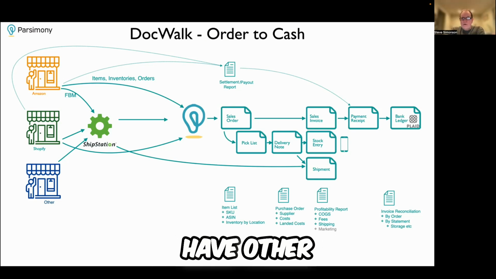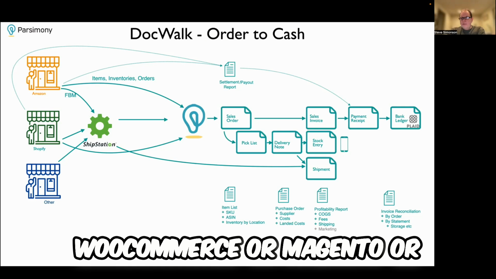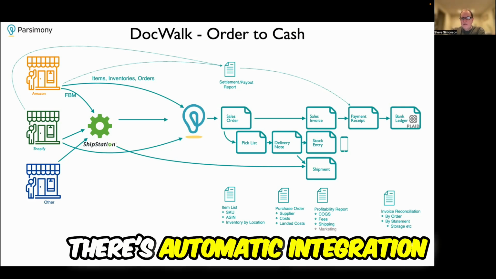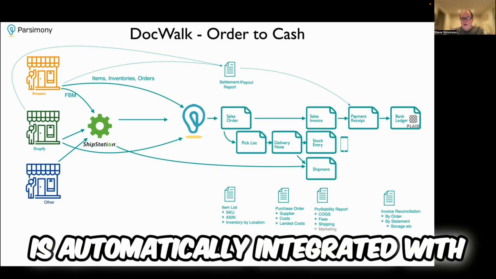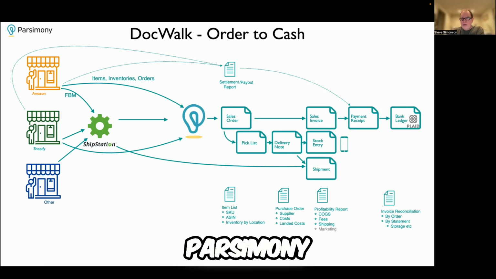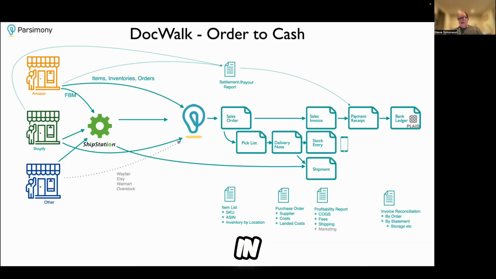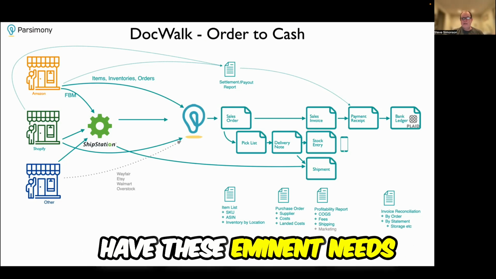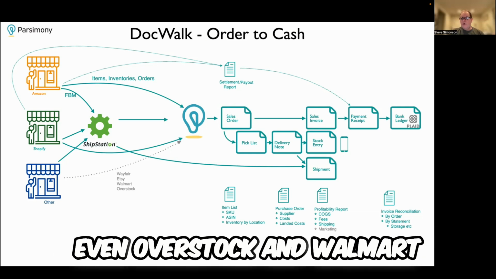And then if you have other, let's say, channels, WooCommerce or Magento or whatever, if they go in through ShipStation, there's automatic integration with those, kind of unlimited. Whatever integrates with ShipStation is automatically integrated with Parsimony, down to individual sales orders, pick list, etc. And then other direct APIs that we have in discussion, particularly with clients who have these imminent needs, include things like Etsy or Wayfair, even Overstock and Walmart and so on.